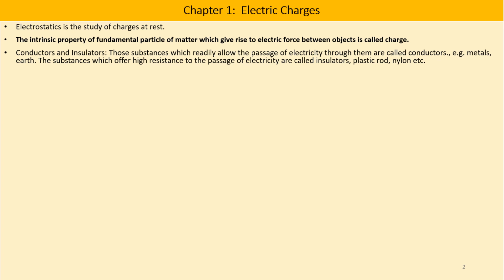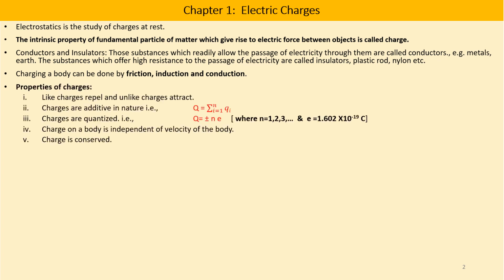Conductors and insulators. Those substances which readily allow the passage of electricity through them are called conductors. Examples: metal, the earth. Those substances which offer high resistance, that is, which do not allow electric current to pass through them, are called insulators. Examples of insulators are plastic rod and nylon. Further, transference of electrons is the cause of frictional electricity. Charging a body can be done by friction, induction, and conduction.